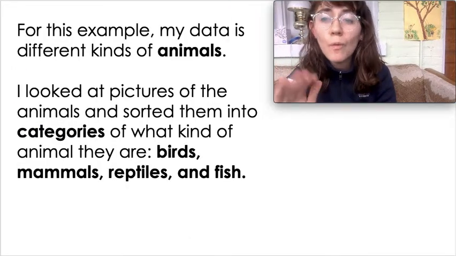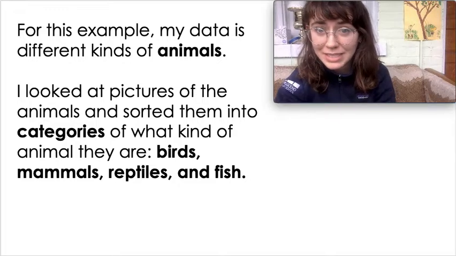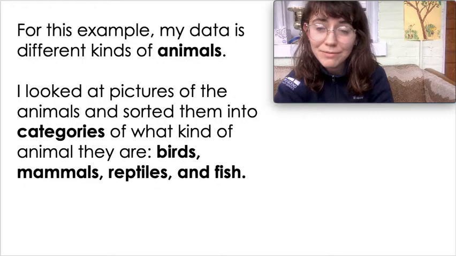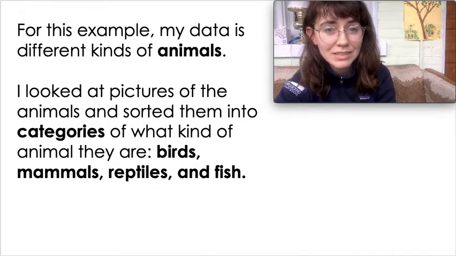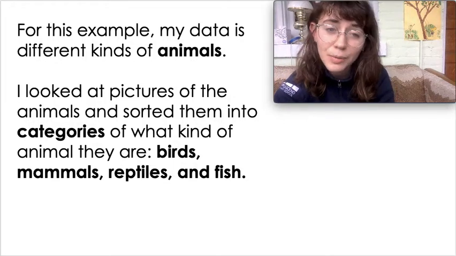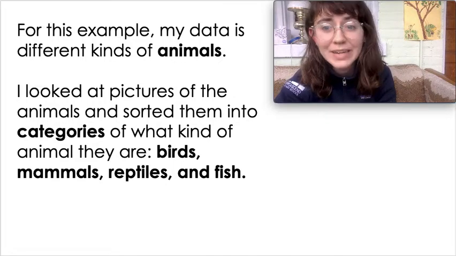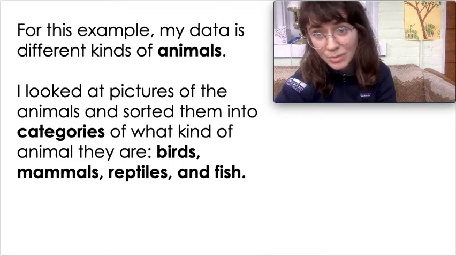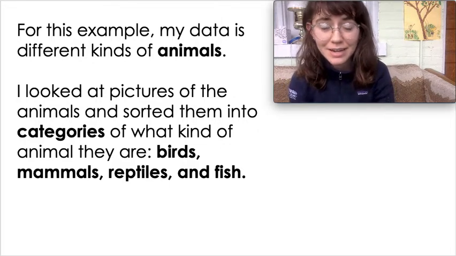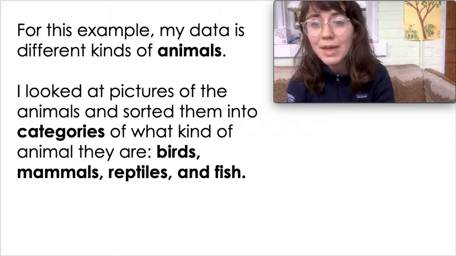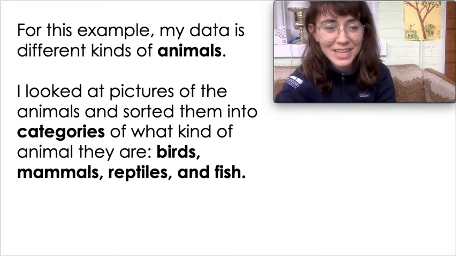When I sort my data and make a table, the first thing I do is think of categories. For this example, my data is going to be lots of different kinds of animals. I looked at the pictures of the animals and sorted them into categories of what kind of animal they are. I could have picked a different kind of category, but that's what I picked for this. So I picked birds, mammals, reptiles, and fish.